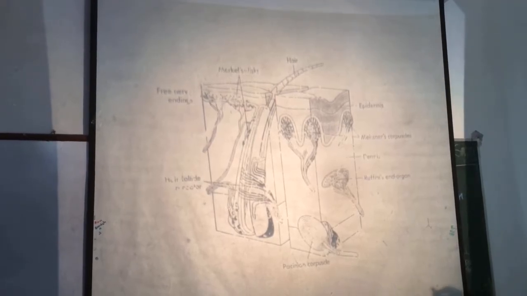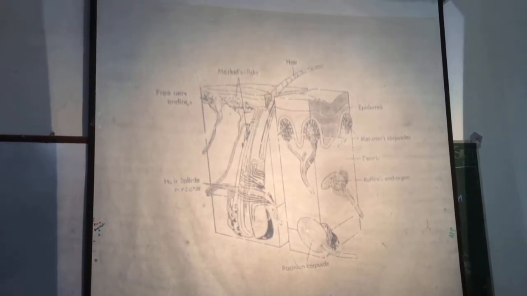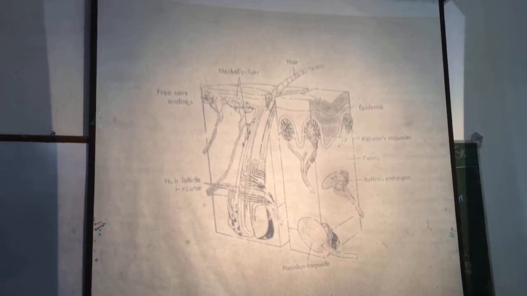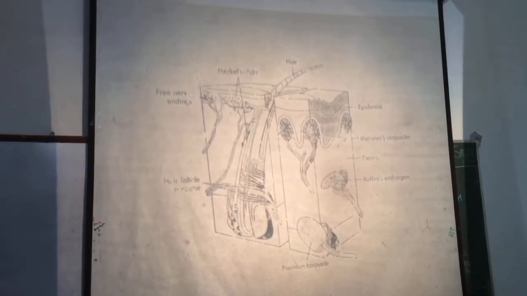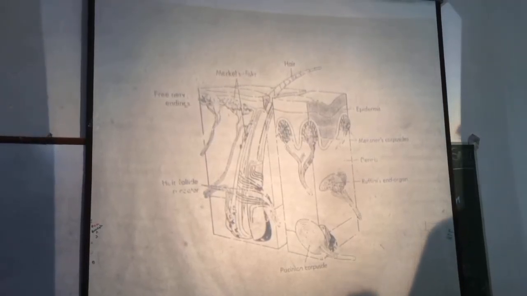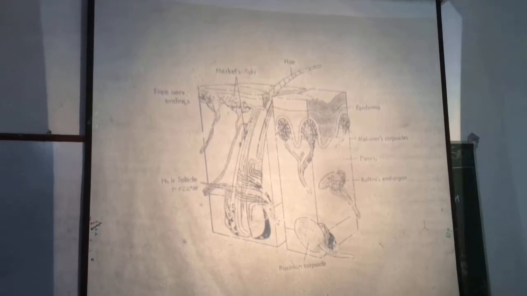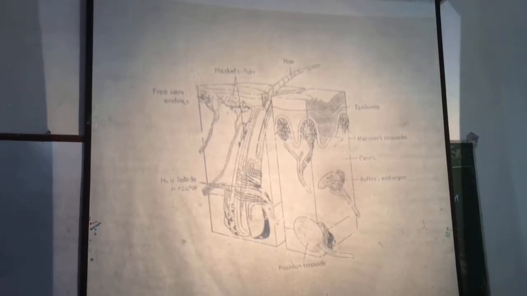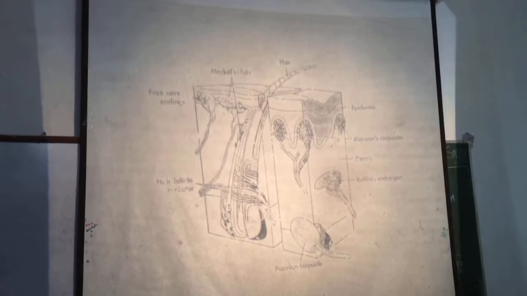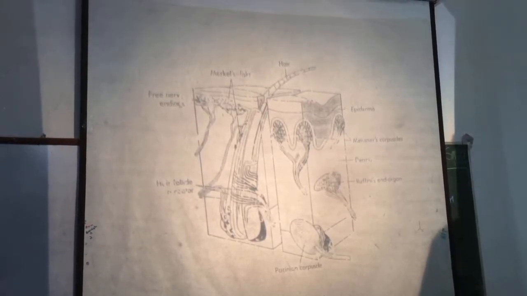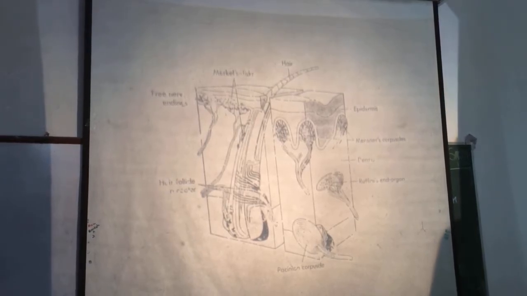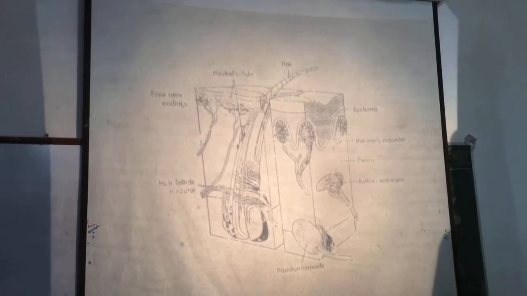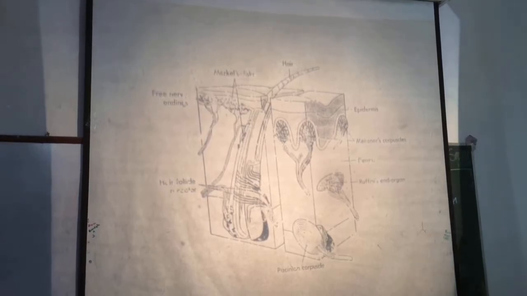Next receptors which are encapsulated are the Pacinian corpuscles. These are located in the dermis of skin, joint capsule, ligaments, periosteum, perichondrium, fascia.